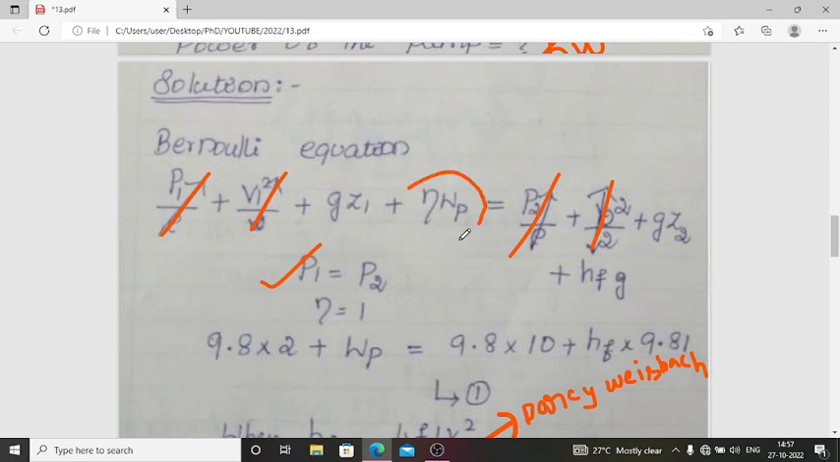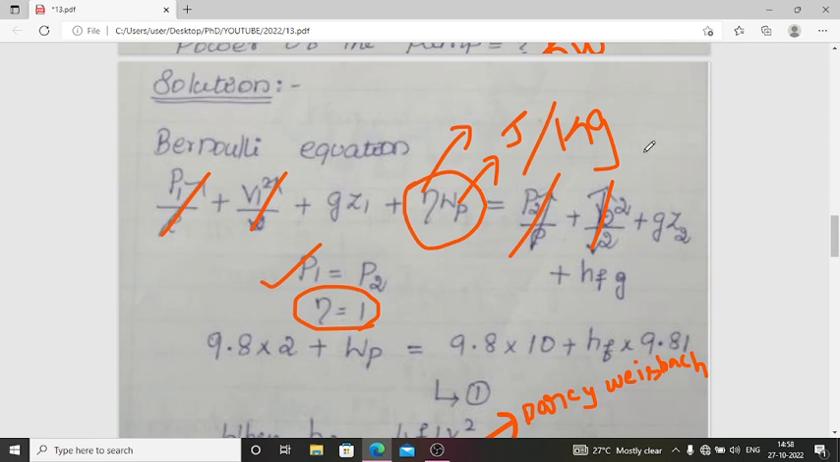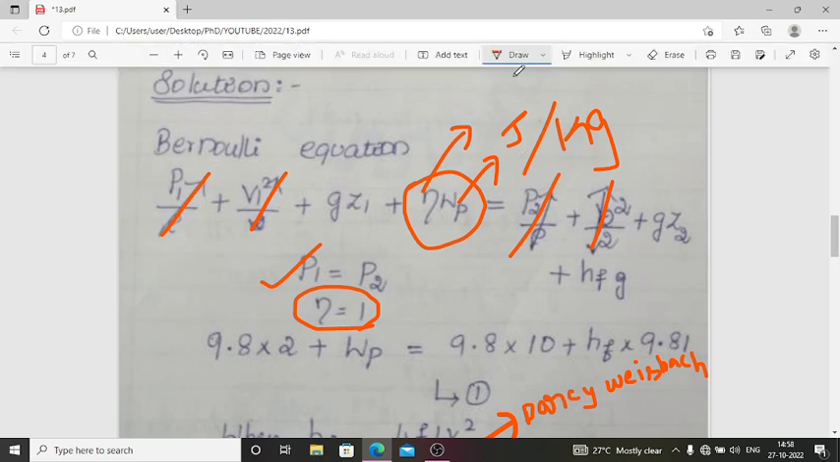So here what is eta into Wp? The eta into Wp term is the mechanical energy delivered to the fluid. Here eta is the pump efficiency. So assume eta is equal to 1, this is 100% efficiency. What is Wp? Wp is nothing but pump work per unit mass of fluid. Pump work means joule, unit mass of fluid means kg. So the unit of Wp is joule per kg.